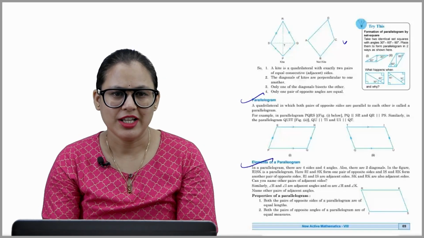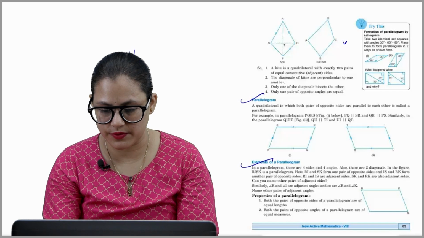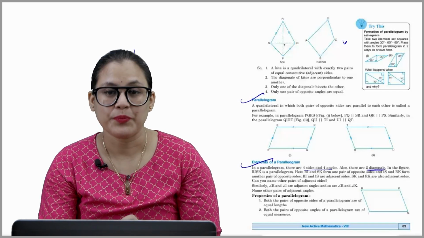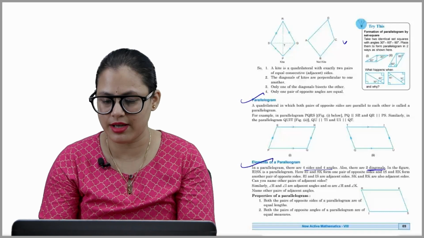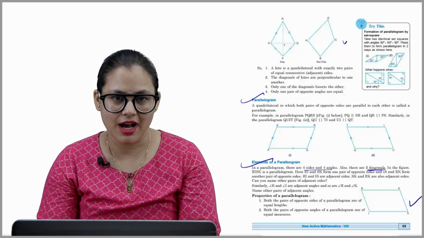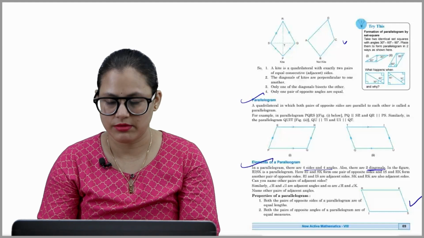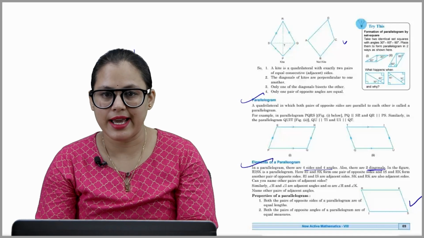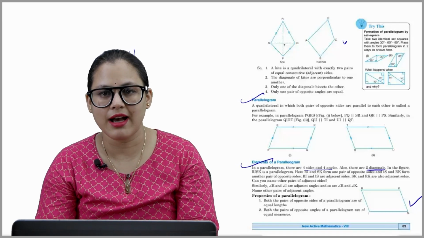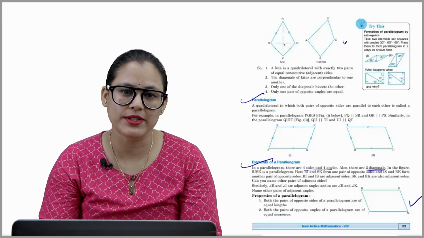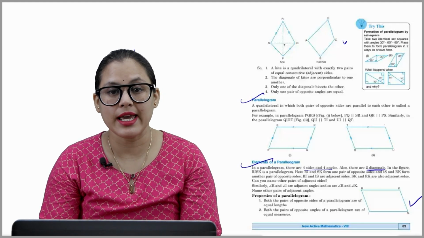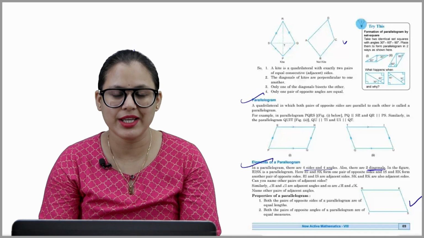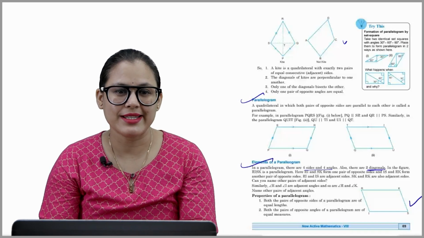Elements of a parallelogram. In a parallelogram, there are four sides and four angles. Of course, if there are four sides, then there will be four angles. Also, there are two diagonals. In the figure RISK, this is a parallelogram. Here, RI and SK form one pair of opposite sides. And IS and RK form another pair of opposite sides. RI and IS are adjacent sides. SK and RK are also adjacent sides. Can you name other pairs of adjacent sides?